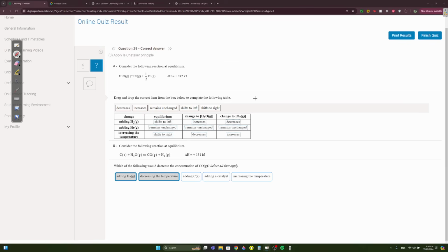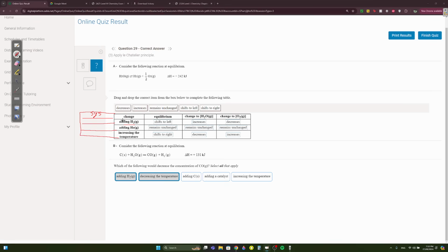Okay, here you have a reaction where delta H is positive, so the forward is endo. They give you a change and you have to say what the system does. I'm going to put a system column, because I don't want to write system four times. So forward, backward, right?